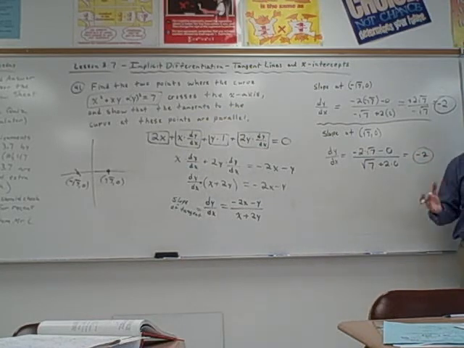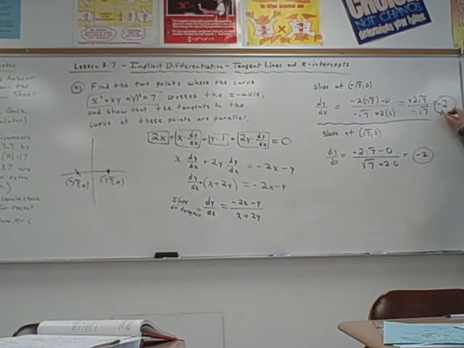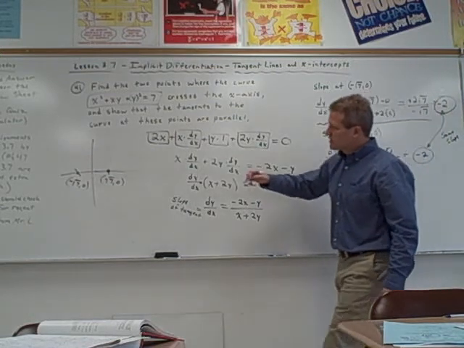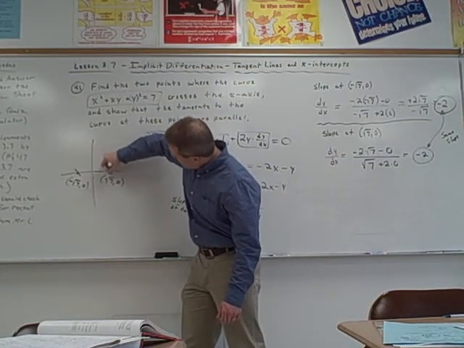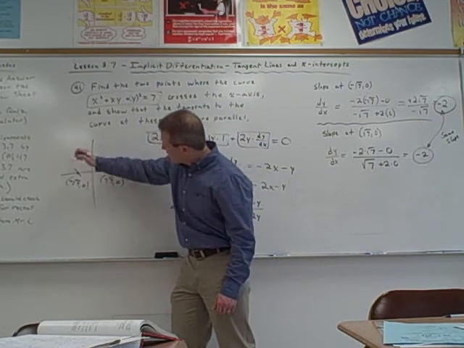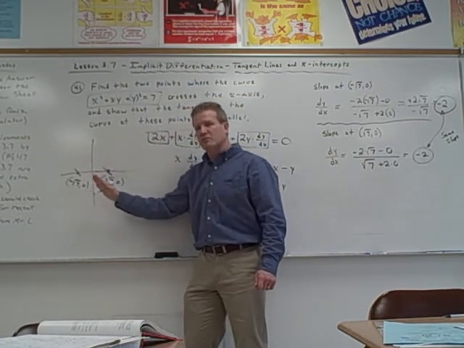And the problem tells me that I'm supposed to be showing that the lines are parallel. So because we have the same slope, that tells us that these two tangent lines, where the graph crosses the x-axis, would be parallel because they have the same slope.